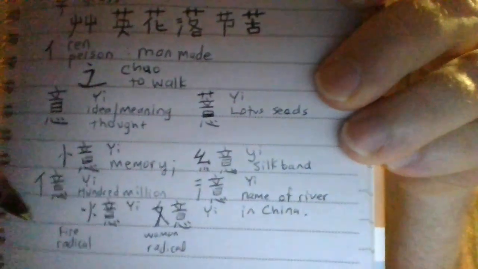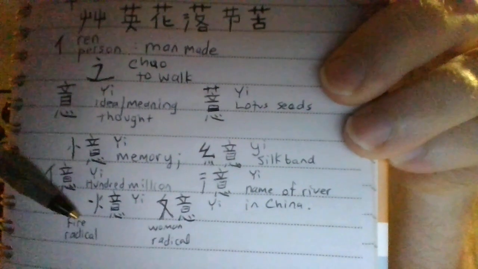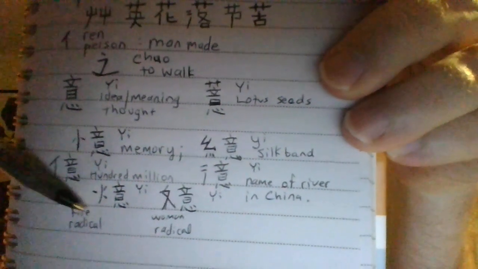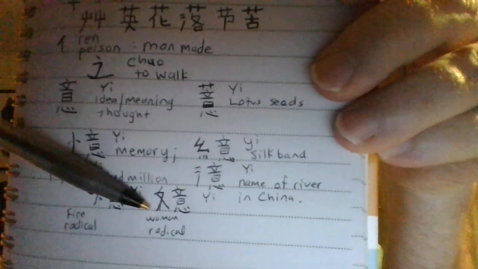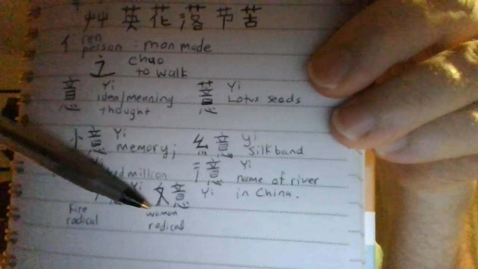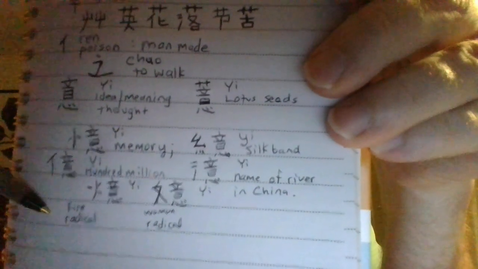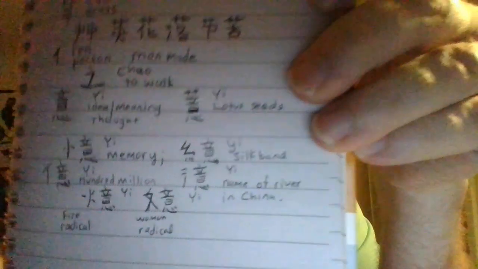We put the fire radical over it, and also, here's another one, we just put the woman radical on the side of it. All of these, again, are the same word yi. All right, so there you have it. That was, in fact, my first installment of the easiest way to learn to read and write Chinese.